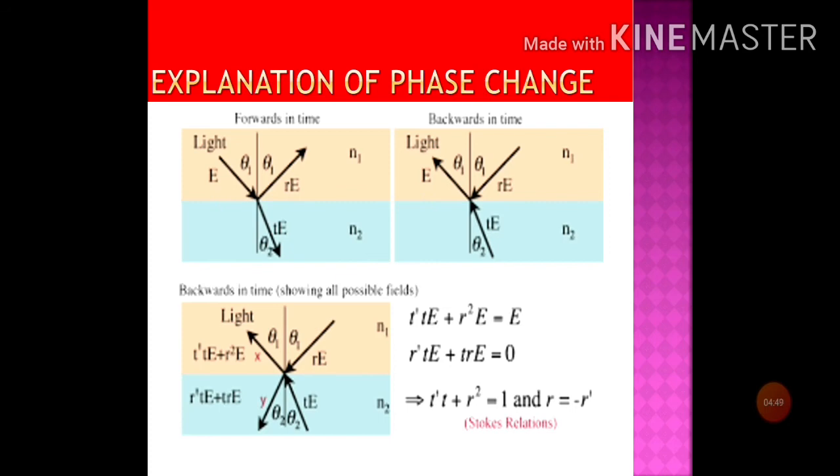R is also multiplied because R is the coefficient of reflection when the light goes from medium 1 to medium 2. So it is the reflection coefficient. That is why I have used R here. So it will become R square E.